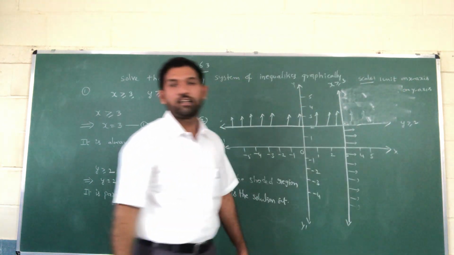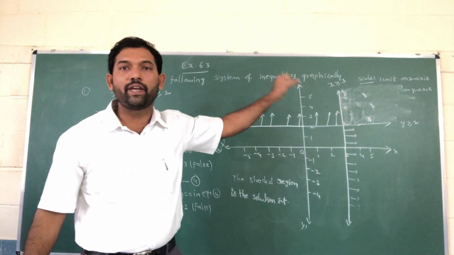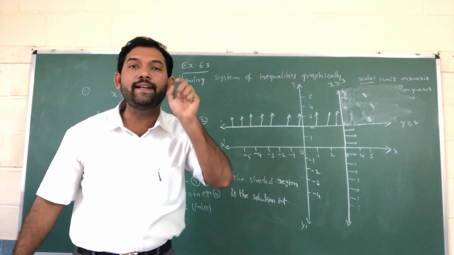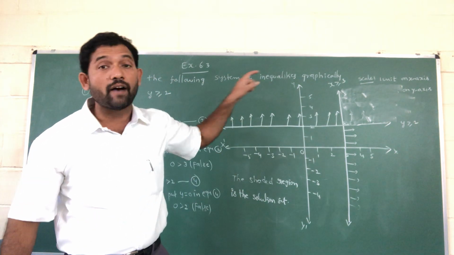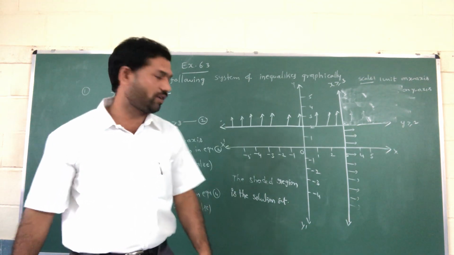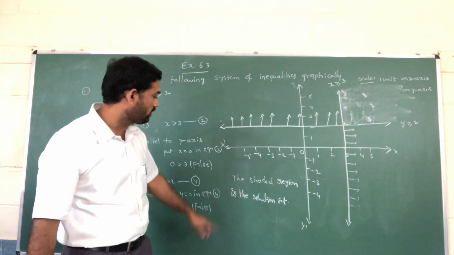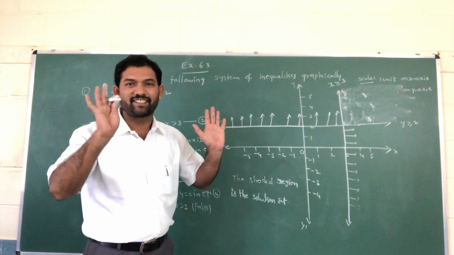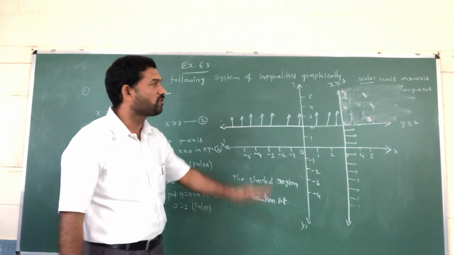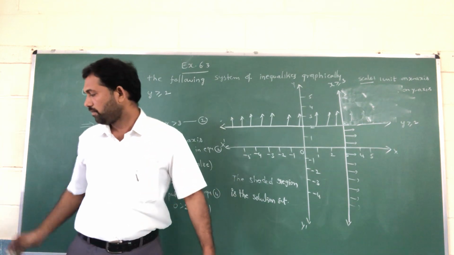That is our solution region. So where two graphs are intersected, where two inequalities are intersected, that is our solution. So the last conclusion I have written: the shaded region is the solution set. Note down fast. Note down.